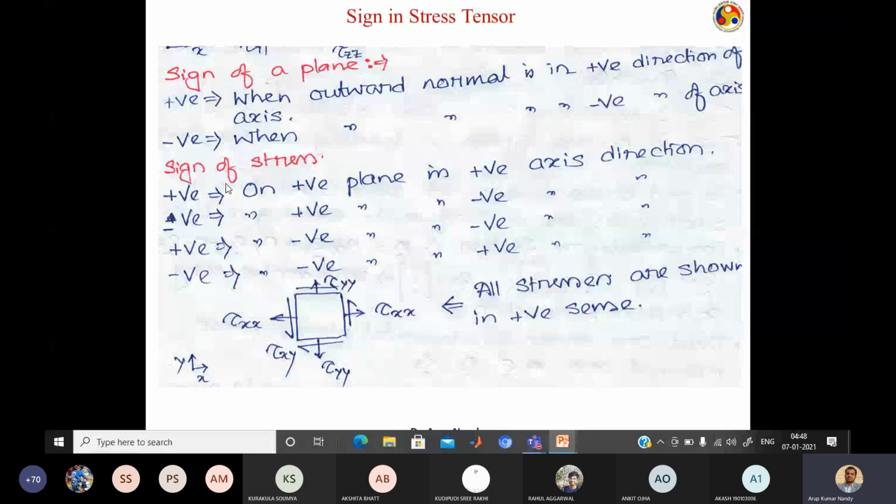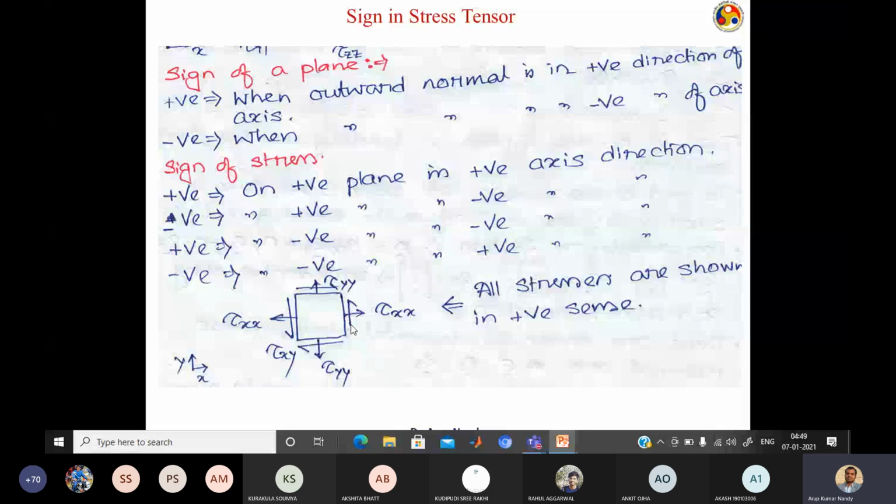Therefore, on this positive x plane, this is your positive tau xx because it is on the positive plane in the positive direction. So here all the stresses are shown in positive sense. If you see here, this is tau xx, positive on positive x plane in positive x direction.